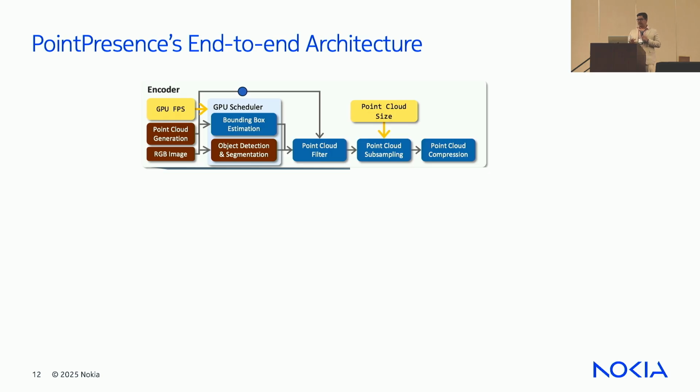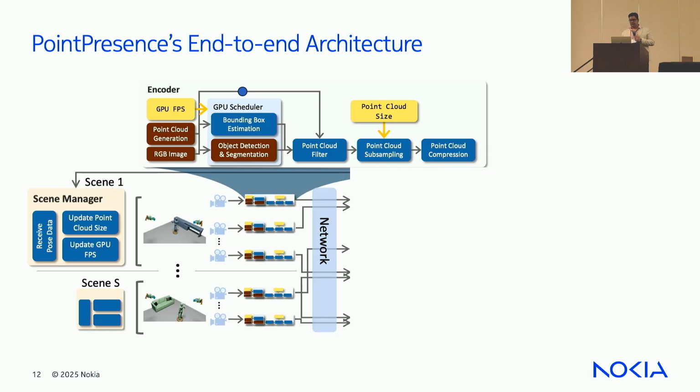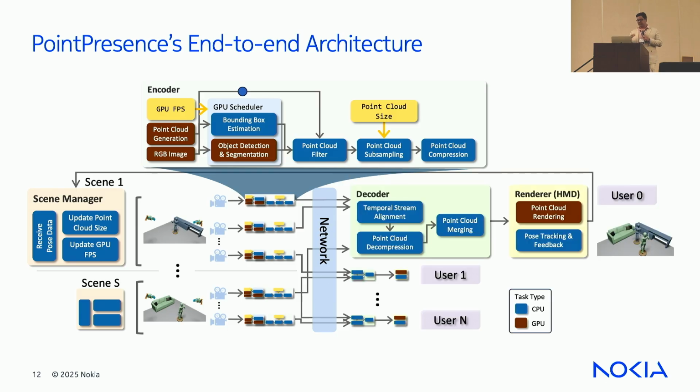Right? Okay, and then we combine everything and do this end-to-end implementation of PointPresence. We have an encoder for each camera, right? And then we have the scene manager to control the encoder of the cameras and stream over the network. And then at the decoder, we have this component to combine the model from multiple cameras and then send to the renderer to render the scene, right?